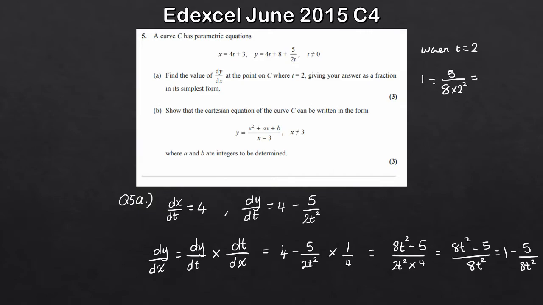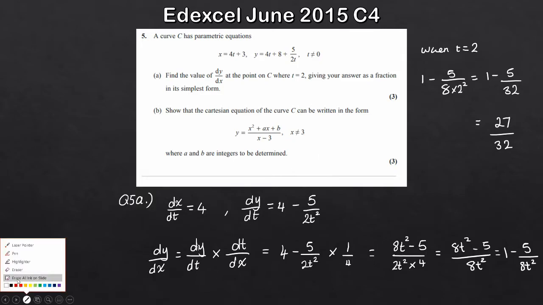Okay, so that's 1 minus 5 over 8 times 4, so 32. So 1 minus 5 over 32. And we could write that as 32 over 32 minus 5 over 32 to give us 27 over 32. Okay, so there we go for part A. That's just finding the value of dy by dx. Part B, again another standard question here.